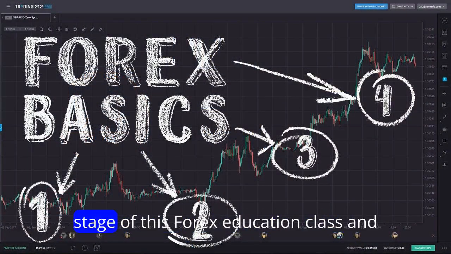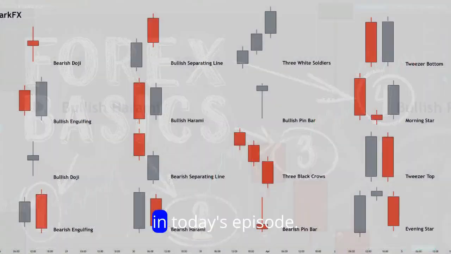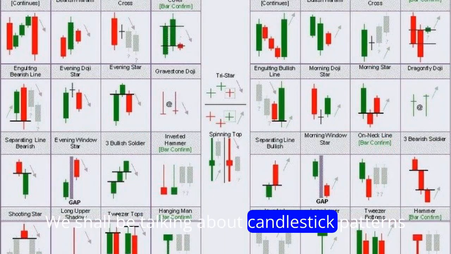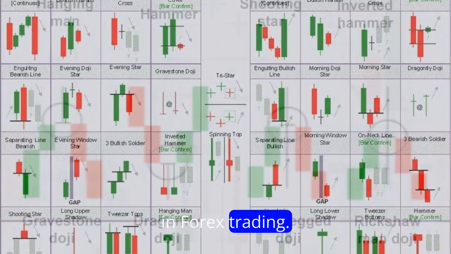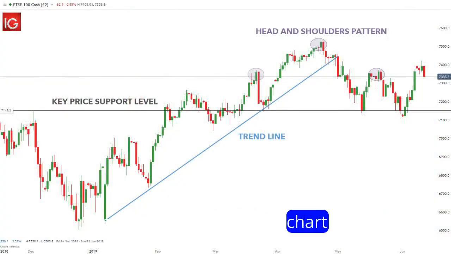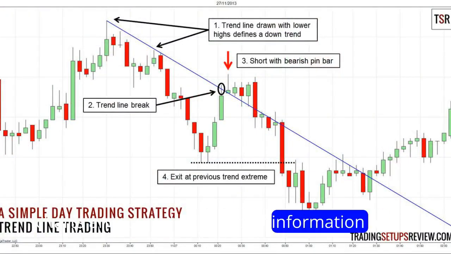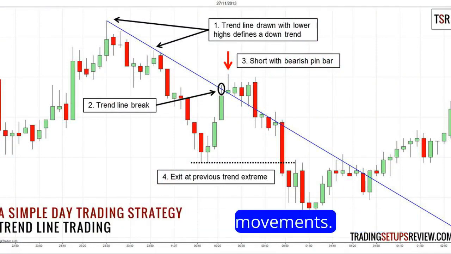We are still at the early stage of this Forex education class and we are making progress. In today's episode, we shall be talking about candlestick patterns in Forex trading. What are candlesticks in Forex? Candlesticks are a type of chart used to represent price movements in Forex trading. They are more visual than traditional bar charts and provide a range of information about currency price movements.